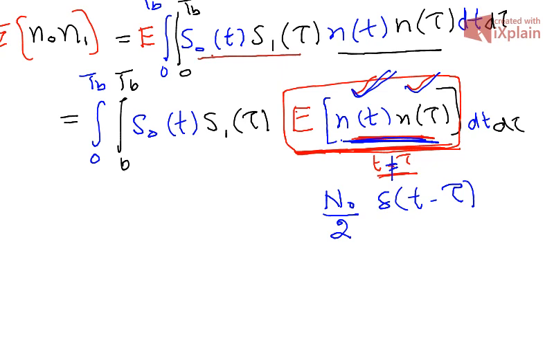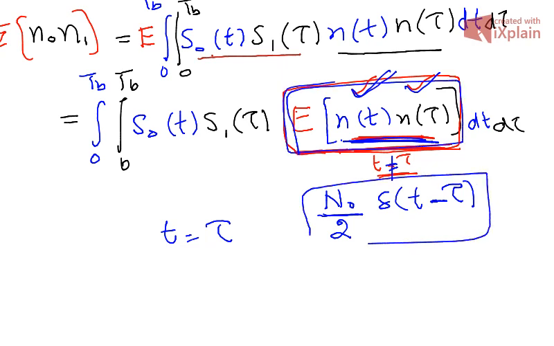Its expected value would give you the energy of the signal, and the energy of the noise from its power spectral density can be observed, which is equal to N naught over 2. So we can say N naught over 2 delta t minus tau, because it exists only when t is equal to tau, right? It is N naught over 2, otherwise it is 0. So now from here onward, when t is equal to tau, this expectation is equal to this thing.